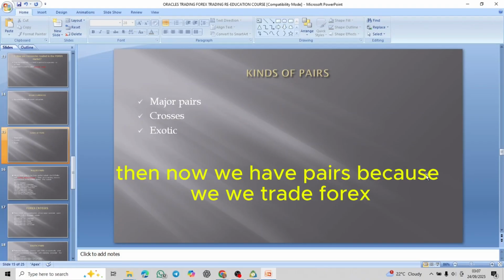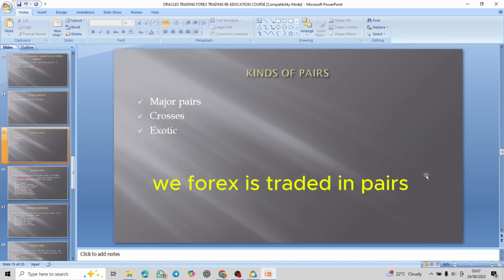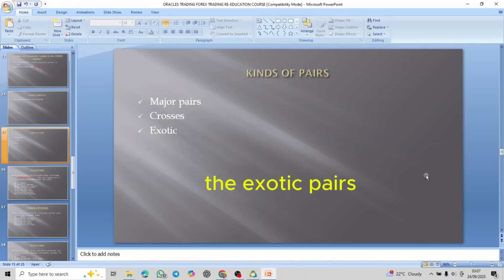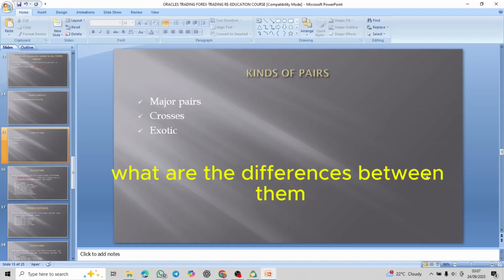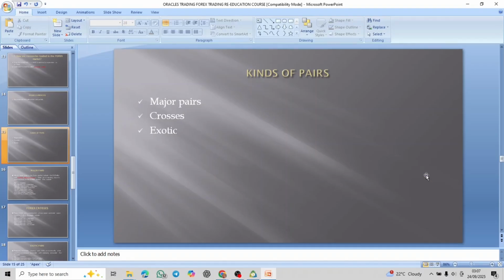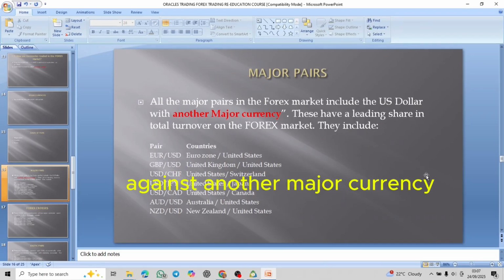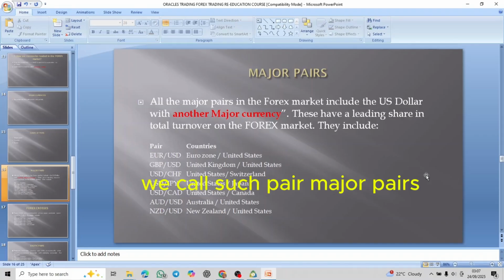Then now we have pairs because we trade forex. Forex is traded in pairs. We have major pairs, crosses, exotic. The exotic pairs. What are the differences between them? See, when you are trading one major currency against another major currency, we call such a pair a major pair.